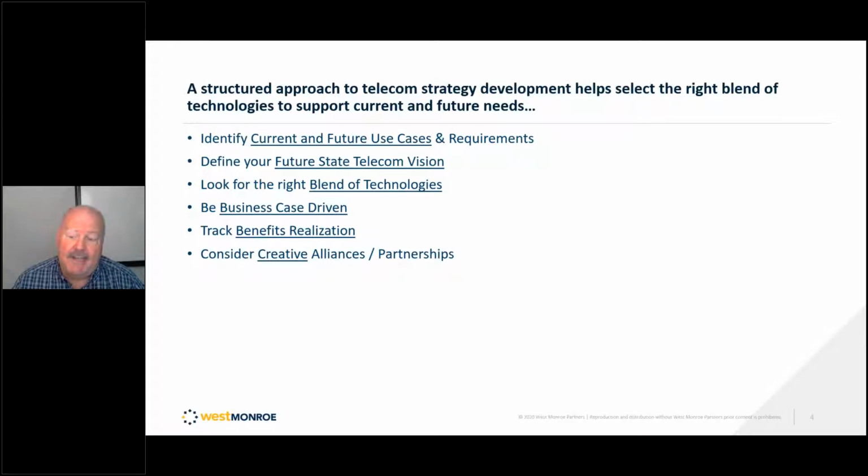We do think it's a blend of technologies. There's no one technology that's going to do all this, but at the same time, you want to be getting away from those purpose-built networks.